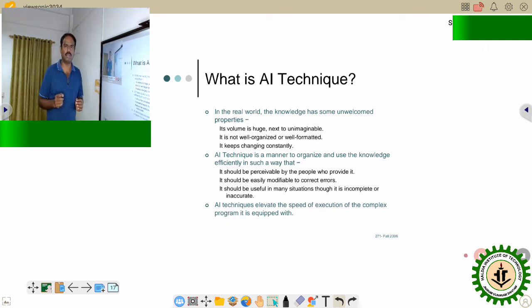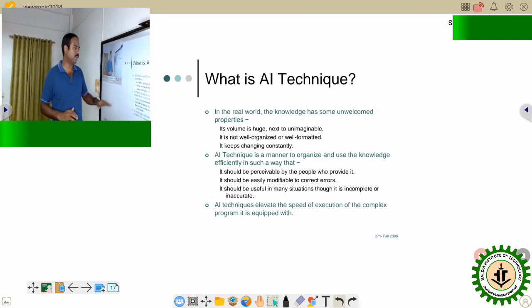It is not like human beings, who can get several types of data and segregate them in different ways. But here it is a computer. Obviously, if the volume is huge, no problem, but it should be well organized and well formatted. And it keeps changing constantly. Whenever any particular data is updated, the performance of the AI system could be better.